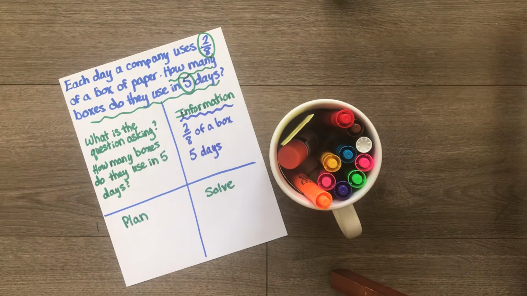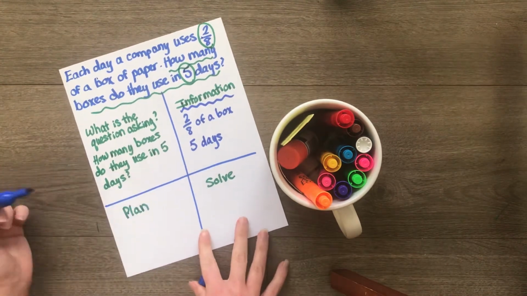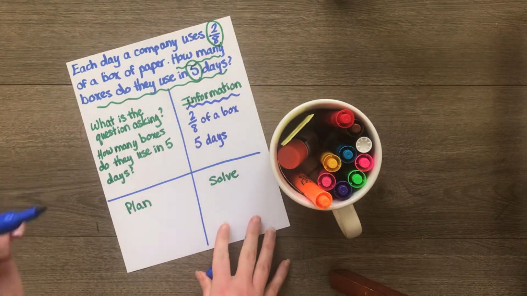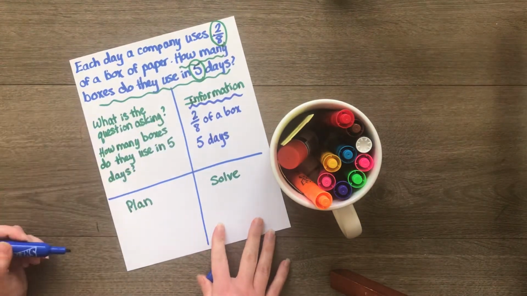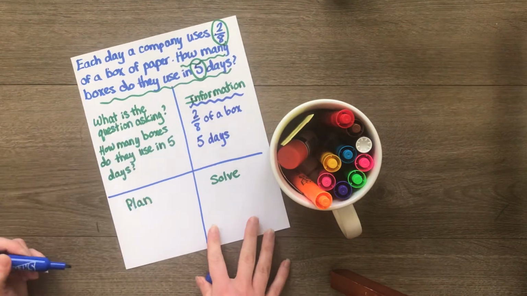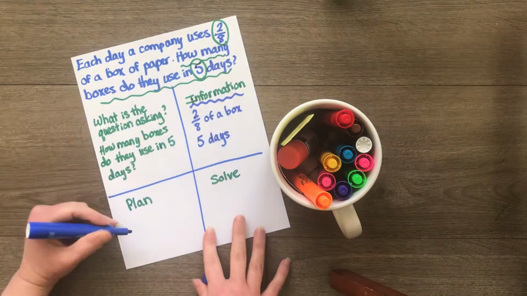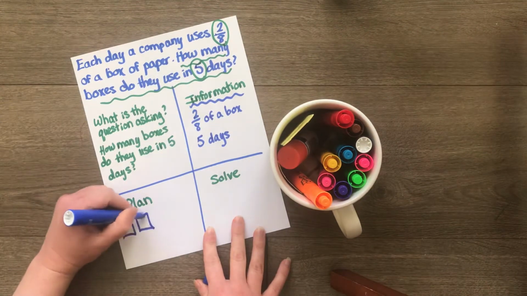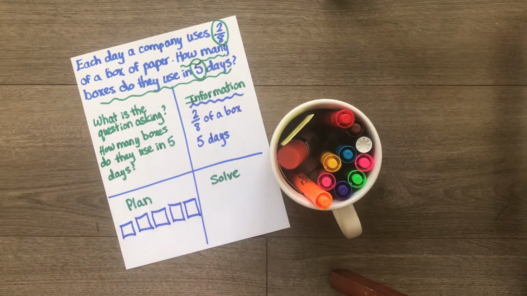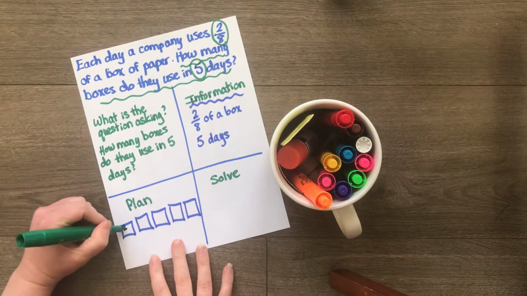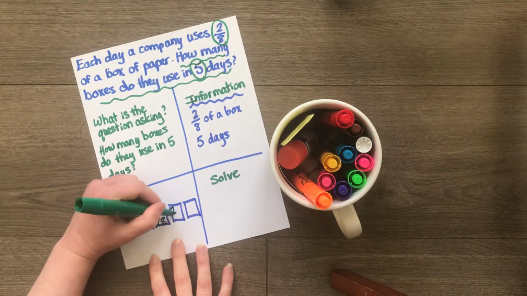This information is going to help me plan how to solve this problem. So when I'm planning, before I begin to solve, I actually want to get a really good picture of what's happening in this problem. I know I have 2/8 of a box of paper, and I know I have that for 5 days. So I'm actually going to draw 5 boxes. 1, 2, 3, 4, 5. So I've got 5 boxes here. Each one of them is 2/8.